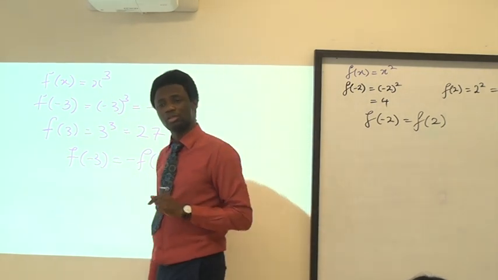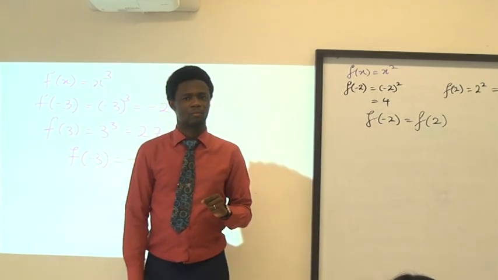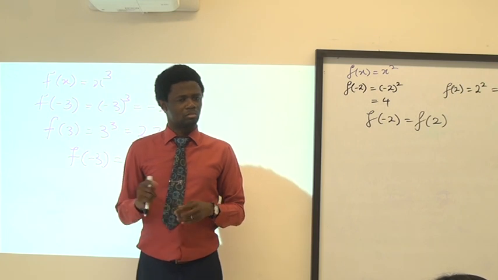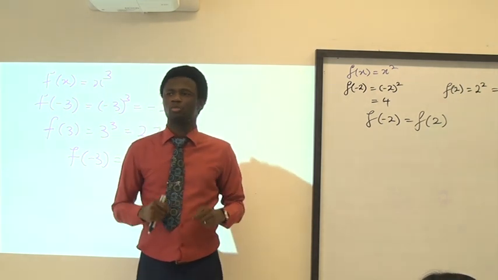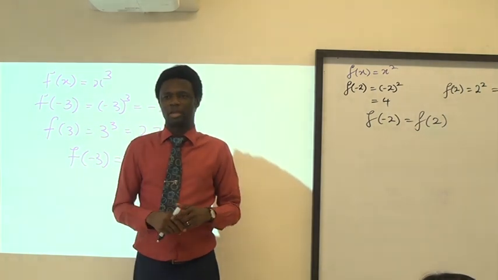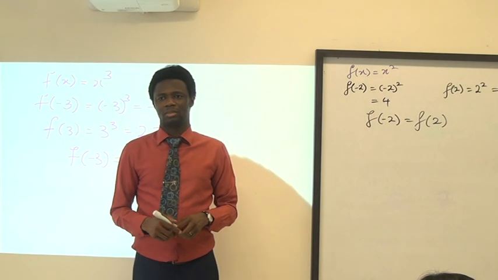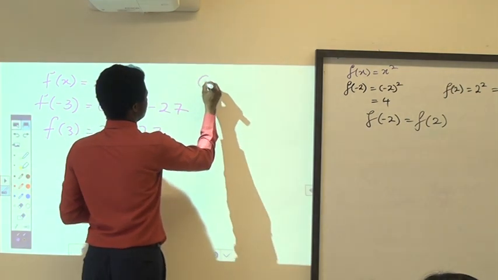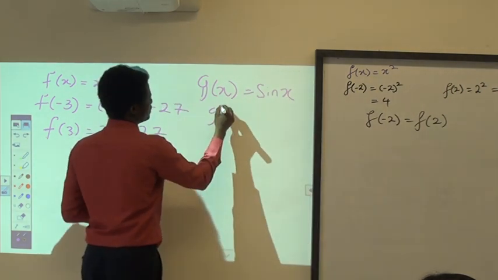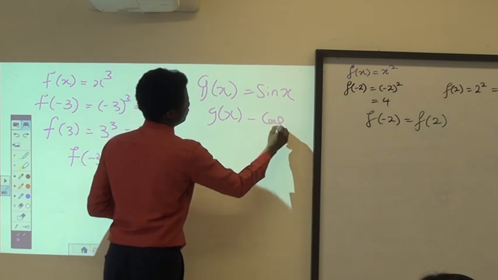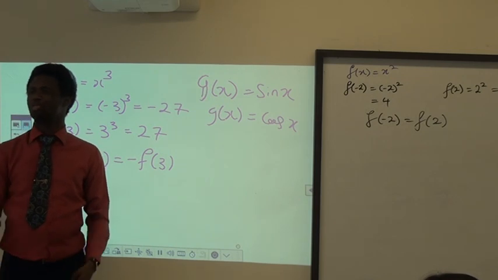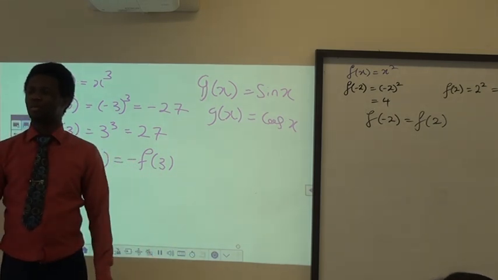Let's check some trig functions. Take your calculator. Check sine, cos, and tangent. Take different values like this. Tell me which one is an odd function, which one is an even function, and maybe if there is any that is neither. What I'm saying is, take g of x to be sine x, or g of x to be cos x. Then check tan x also. Check if they are odd or even. I asked you to do something. You're just sitting down like you're not one of those I'm talking to.